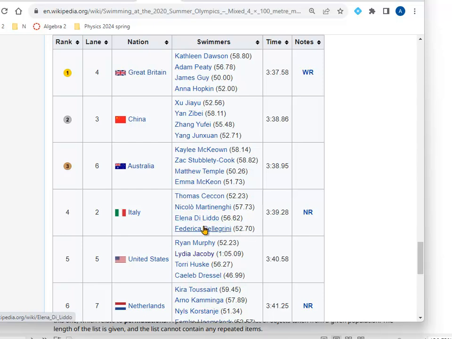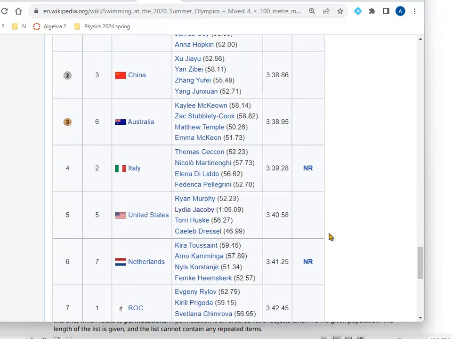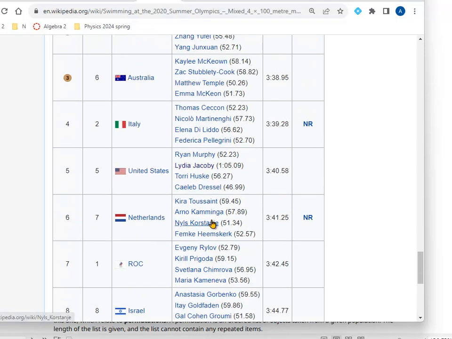Thomas, Nicolo, Elena, and Federica. That means 2 men first and then 2 women. The Americans, Ryan, Lydia, Tori, and Caleb. So they have a man, woman, woman, man. And I think we can also look at the Netherlands here. So Kira, Arno, Niels, Femke. So woman, man, man, woman. There we go.